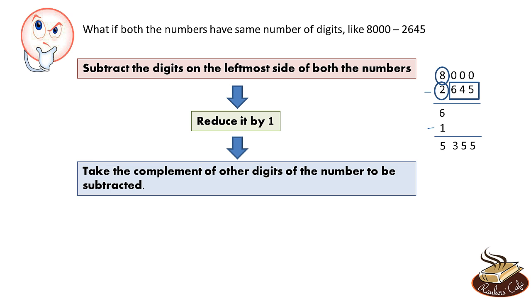Let's do one more example. Let's find 50,000 minus 21,378. Now first subtract 2 from 5, which gives us 3. Then reduce it by 1 to get 2. And then find the complement of 1378. The complement of 1378 is 8622. Hence our answer is 28622.